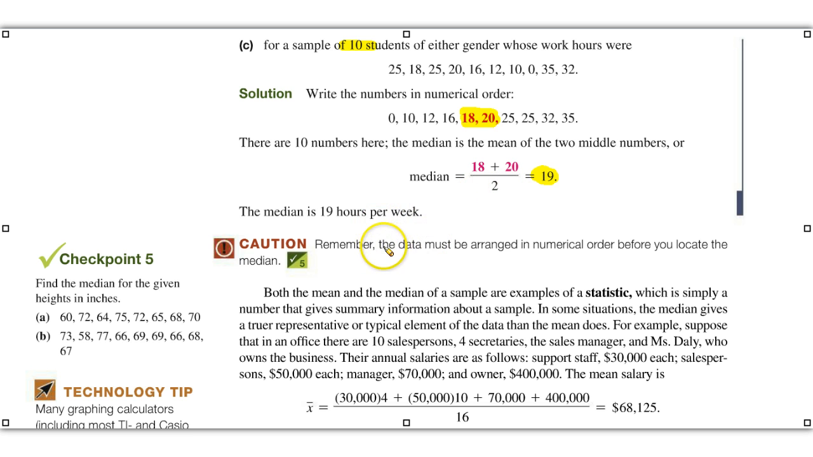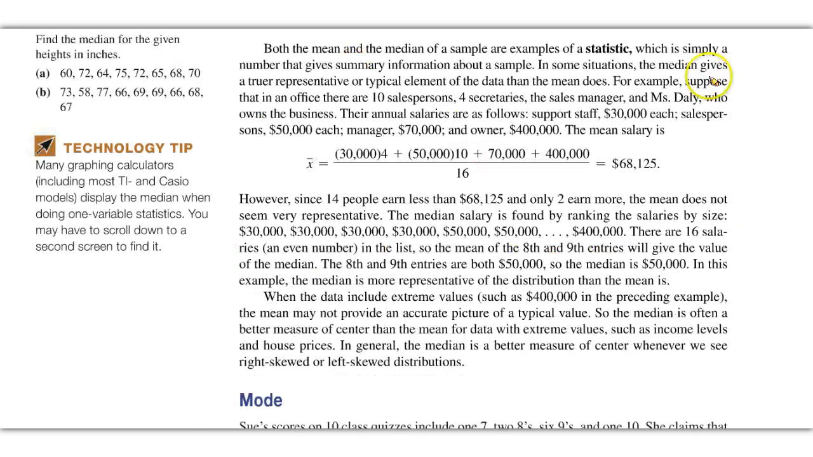And again, order is important, so data must be arranged before you locate the median. Now, as you interpret the data, and again, these are examples of statistics, we had the mean, and we now have the median, but sometimes the median gives you a better, truer representation of the data than the mean does.